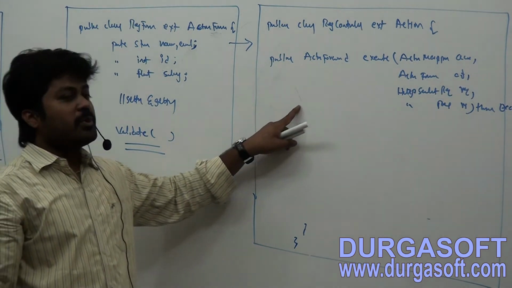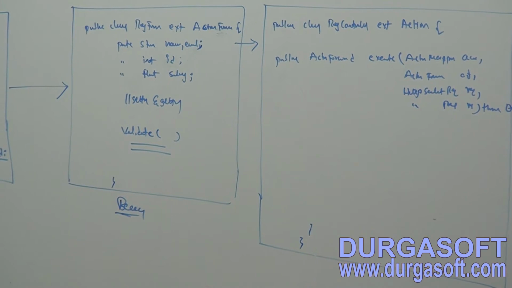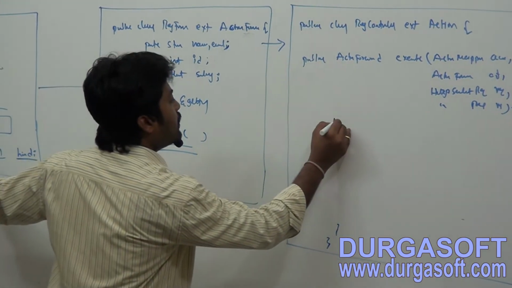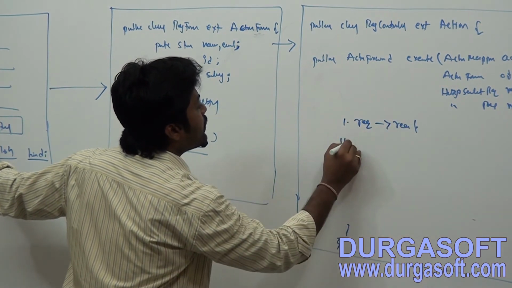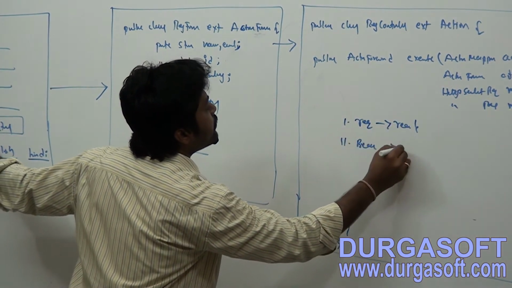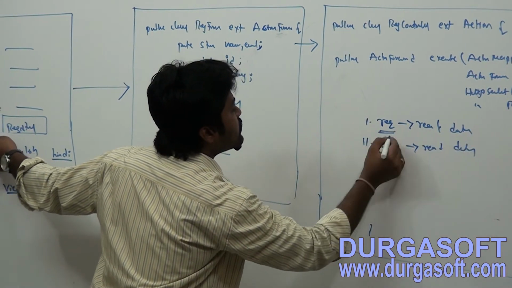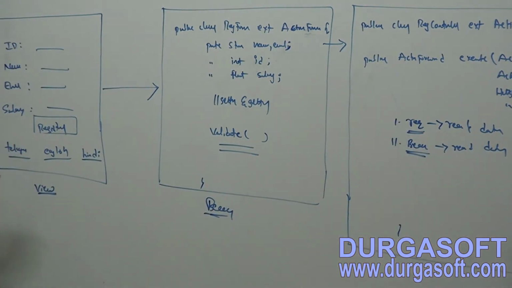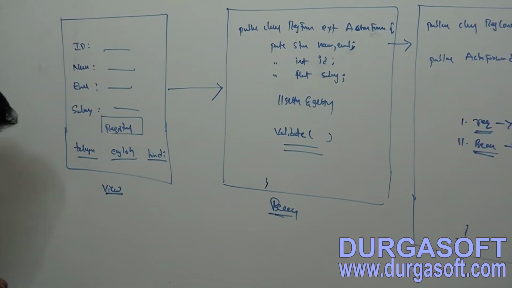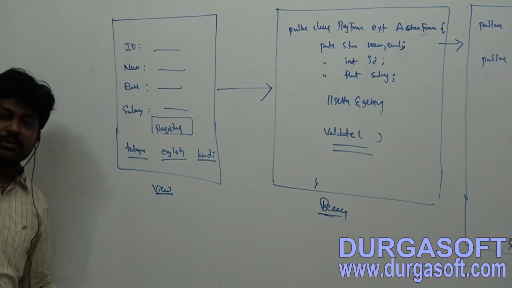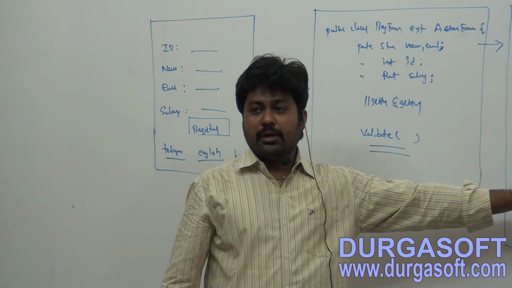So what is the controller's responsibility? Here we need to read data which is coming from UI. The data we can read by using the request object, or else by using your bean object also. Controller responsibility, first it needs to read data. That read operation you can do by using request dot get parameter mechanism or else by using your bean object also.